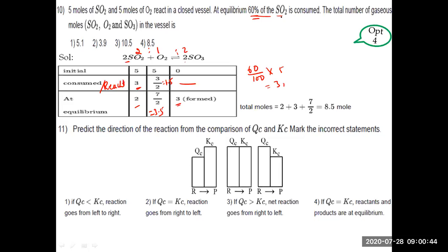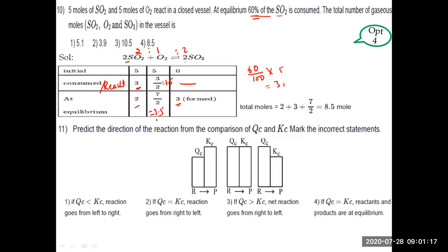Option 1, sir. Okay. If QC is less than KC. Option 2, sir. Option 2: if QC is equal to KC, reaction goes to... Yes, sir. Option 2 is the incorrect statement. Okay, so correct for incorrect.